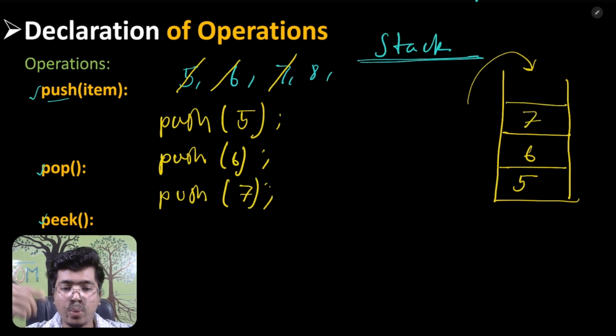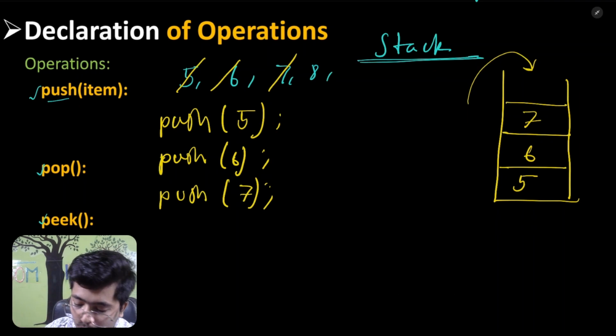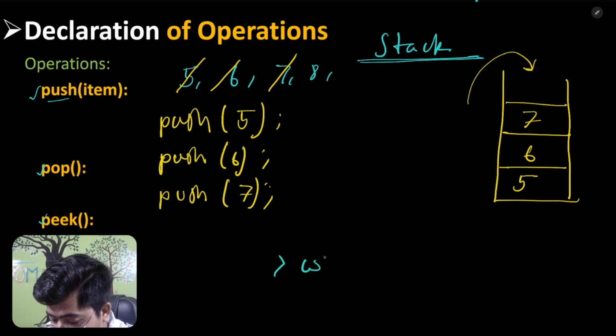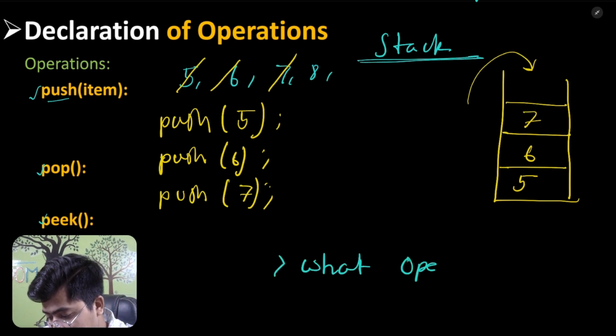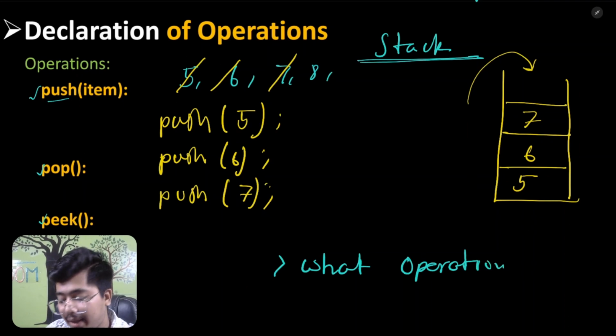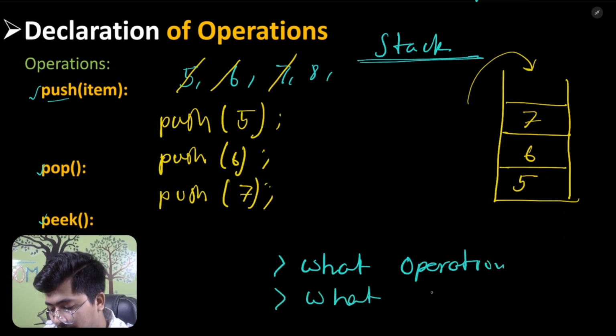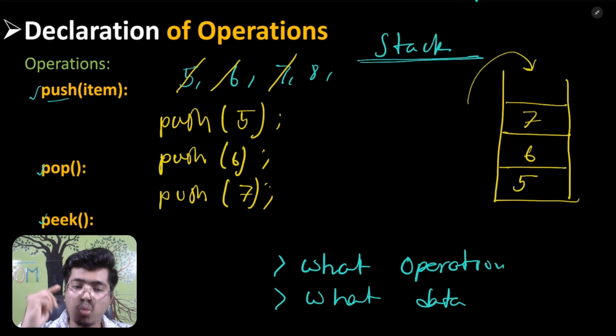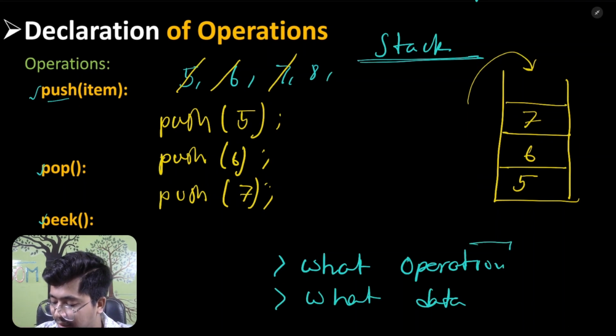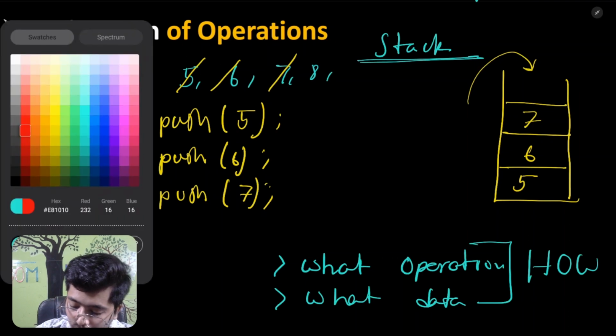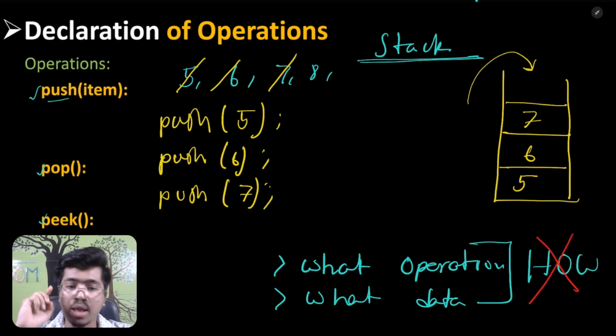So what is happening here is we are calling some operation and passing the data. We are caring about what operations, and we are caring about another factor, what data. So we are only caring about the what factor, we don't care about the how factor. This type of data type is called an abstract data type.